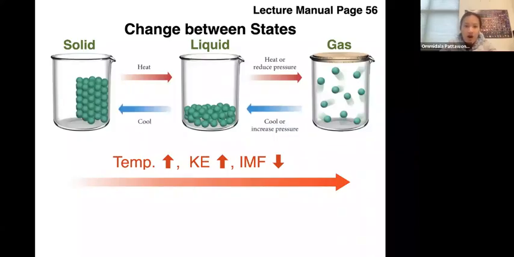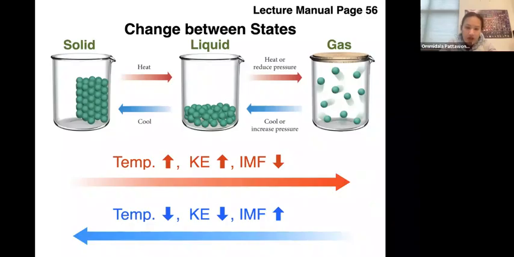Vice versa, if you cool it down or decrease the temperature, you are also decreasing kinetic energy. So in this case, molecules are going to stay closer together, so the IMF would increase. So that's how you change from gas to liquid and to solid.